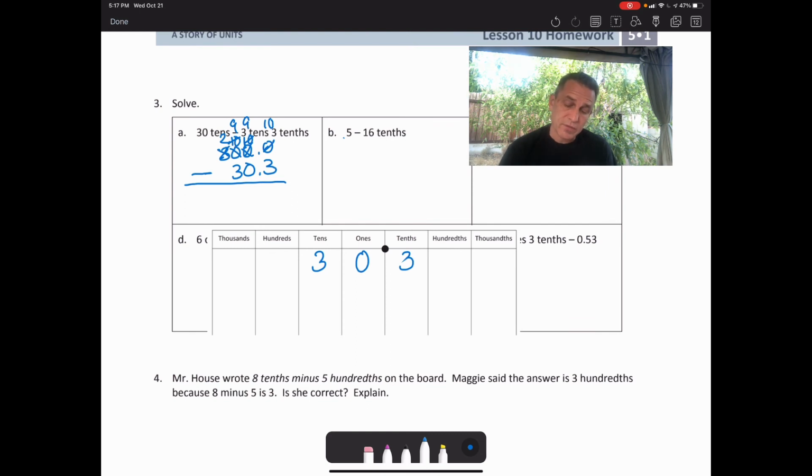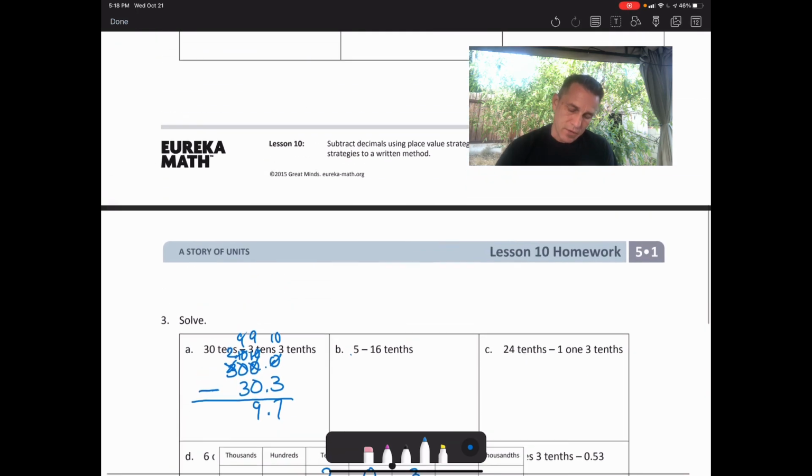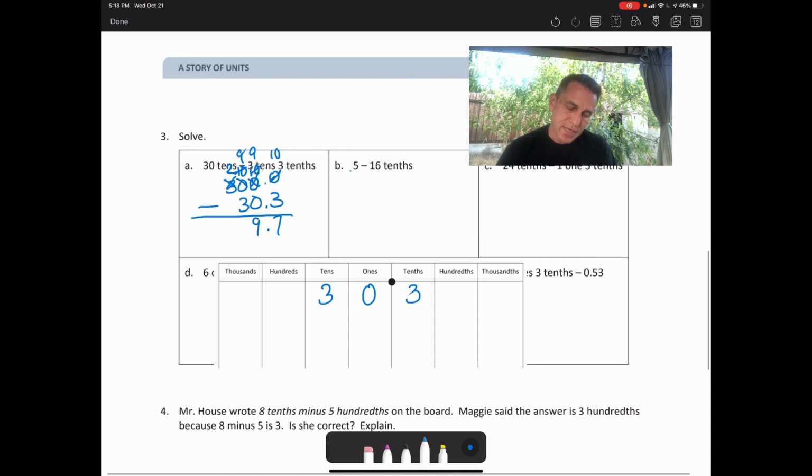So I have 10 tenths minus 3 tenths is 7 tenths. And I have 9 ones minus no ones, or 0, equals 9 ones. And then I have 9 tens minus 3 tens is 6 tens. And then I have 2 hundreds minus no hundreds is 2 hundreds. And there's your answer, 269 and 7 tenths.